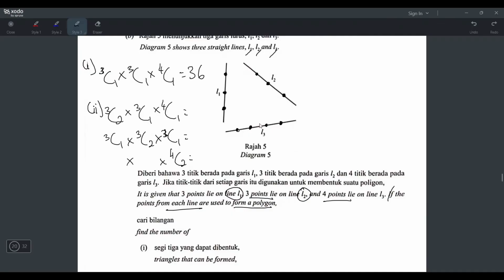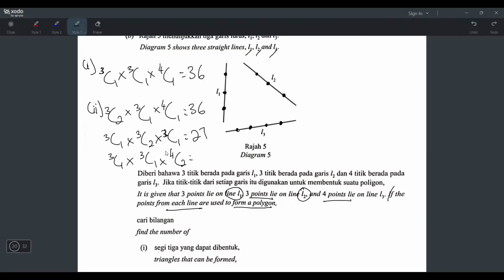But if I choose 2 points from here, then I only need one from each of L1 and L2. So this will be 3C1, 3C1. Okay, now it's time to press the calculator. This one you get 36. This one you get 3 times 3, 9 times 3, 27. 3, 9 times 4C2. What is that? 54.